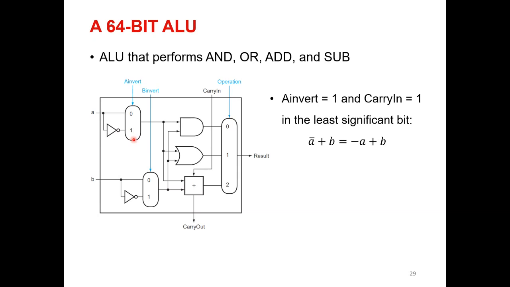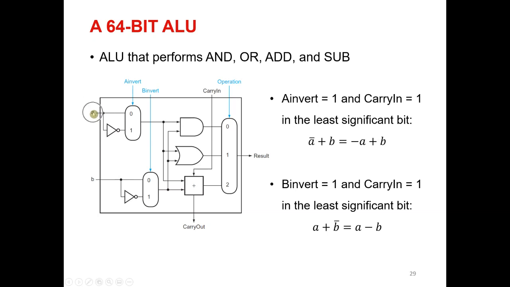Okay, so we have added this multiplexor, which allows us to invert the signal a or not, and the same will happen with b. It's similar. With b, we will have another multiplexor in order to say, okay, invert the value or not, and if we invert the value and have carry in 1, then we will have a minus b. Make sense?